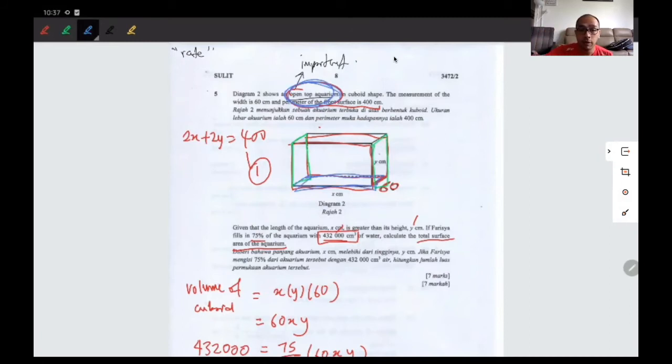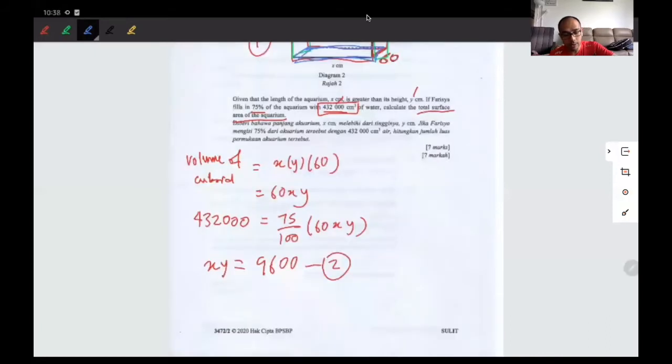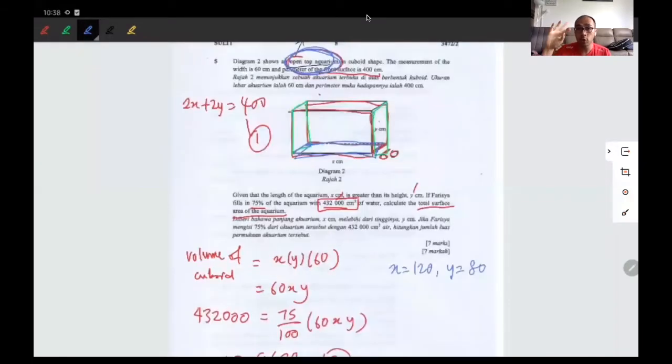I'm going to give you the final answer because I'm not going to show you the working. You will get x equals 120 and y equals 80. What you will get is 2 x values and 2 y values, and you have to decide which is correct. Follow this: x is greater than y. So you will get 2 values. Make sure you use the correct value.